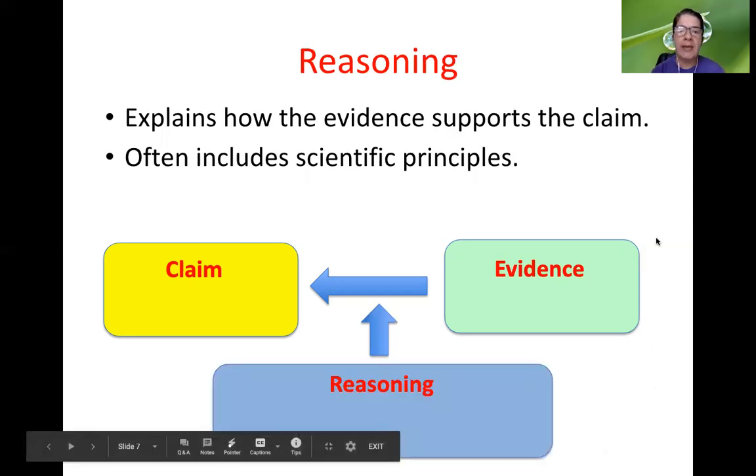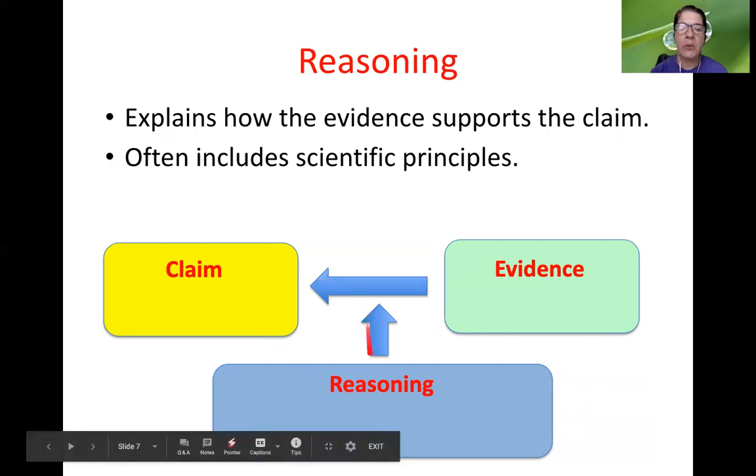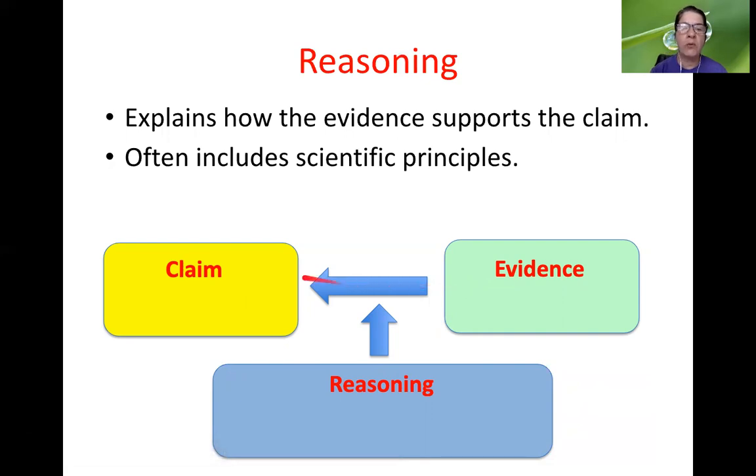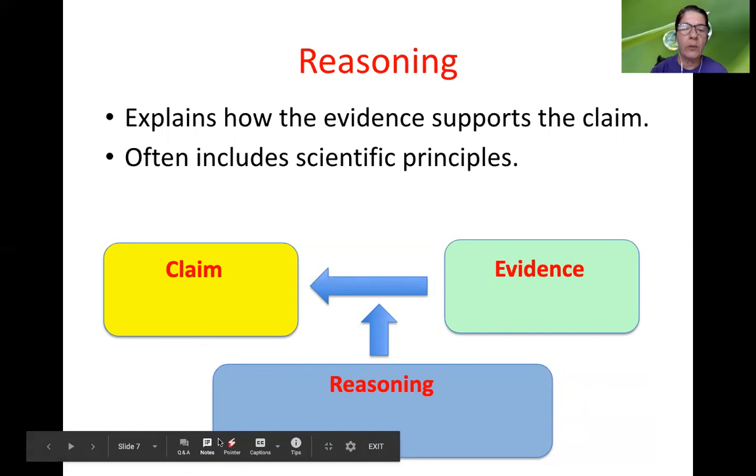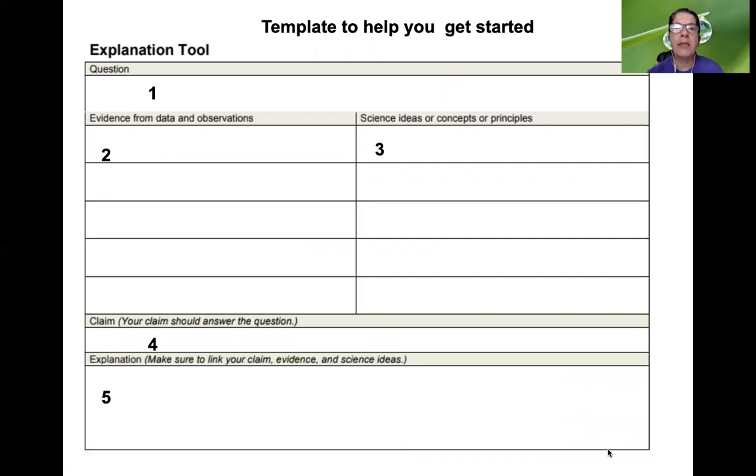So the reasoning part is the most difficult part usually for students to write. The reasoning part really links the evidence that is used to support the claim to the actual claim. It basically explains why the evidence is evidence. Why can we consider this strong evidence to support our claim? It often includes scientific principles. And this is a template to help you get started, and it is labeled in the order in which we proceed to think about scientific argumentation and to write about scientific argumentation.